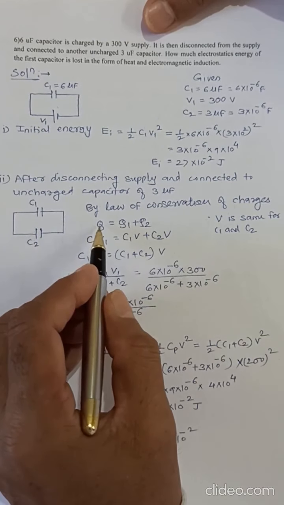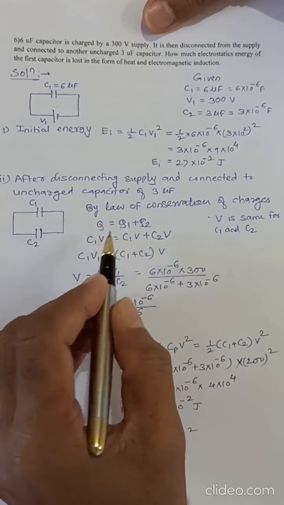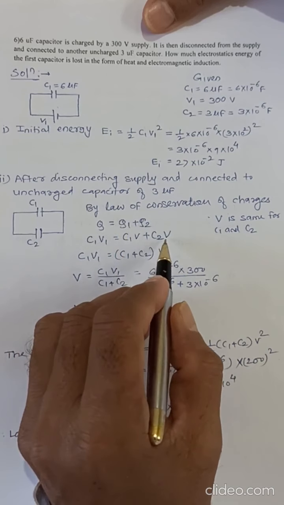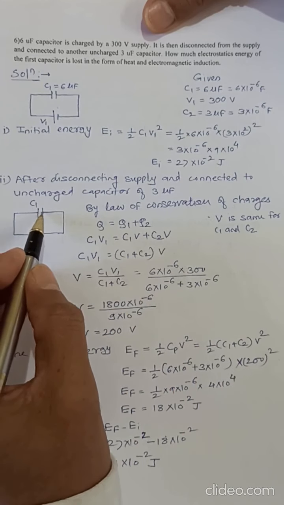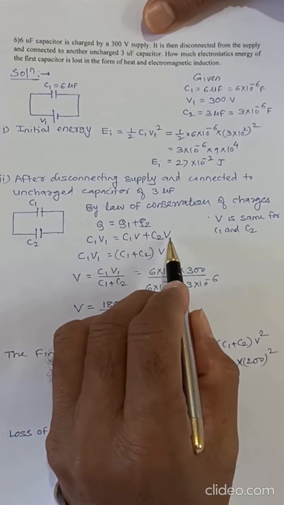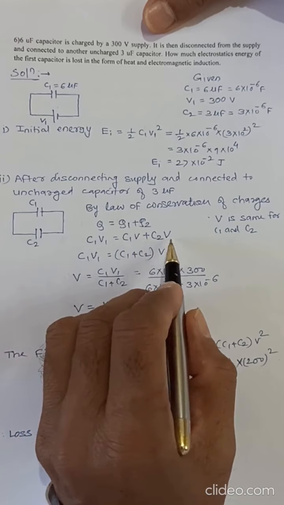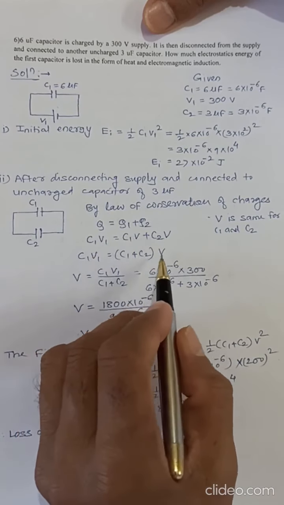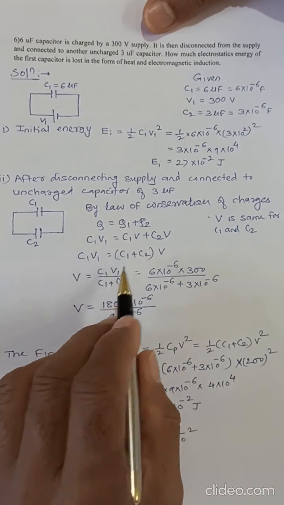So put the value of Q, Q is equal to C into V. So here C1 V1 is equal to Q1, C1V, plus Q2, C2V, because here potential across this condenser and this condenser is the same. So here is V, here is also V. So C1 V1 is equal to C1V plus C2V. C1 V1 is equal to, take V common, C1 plus C2 outside the bracket, V. And therefore V is equal to C1 V1 upon C1 plus C2.